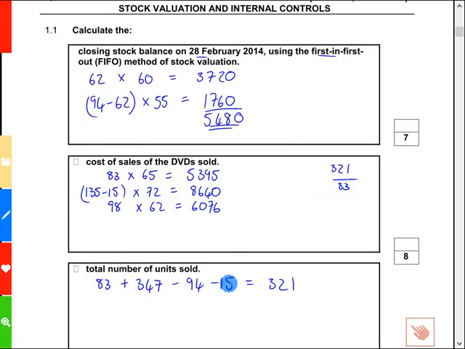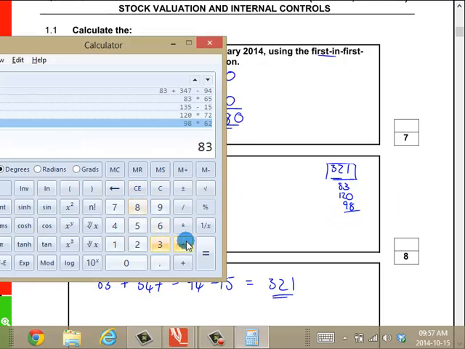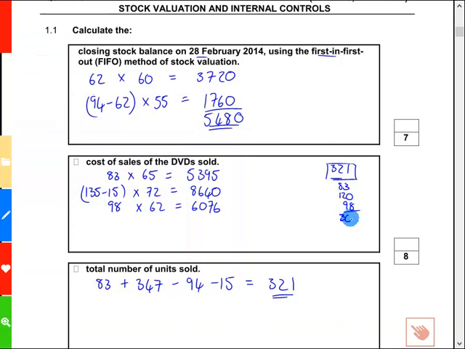Now we need to keep track of how many. We know we've sold a total of 321 units. So we're trying to calculate the cost of sales for this 321 units. We've already added the cost of sales of 83 units, plus another 120, plus another 98. So at this stage, if you add these up together, you're going to get 83 plus 120 plus 98. So we've calculated the cost of sales of 301 units, but we need the cost of sales of the full 321. So we still need to sell 20 units.